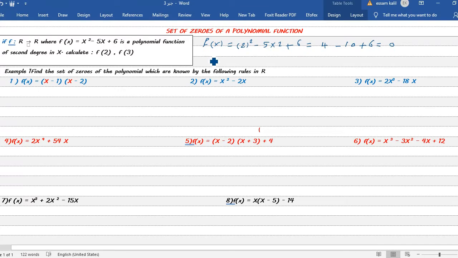Find the f of x when x equal 3. Substitute the value of x equal 3, you will become 3 power 2 minus 5 times 3 plus 6. It will become 9 minus 15 plus 6. Make the simplest form, it will become 0.